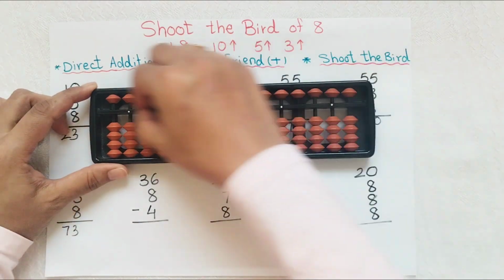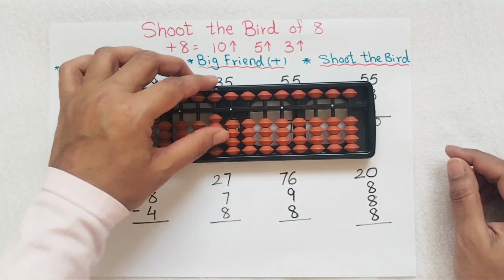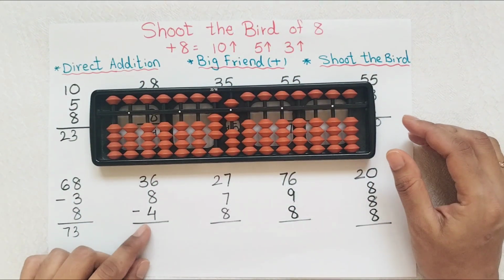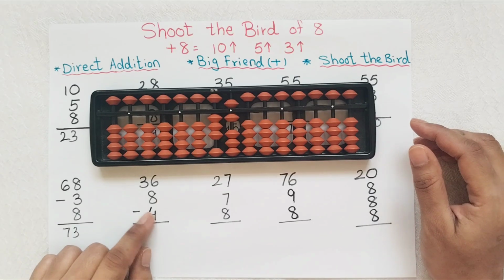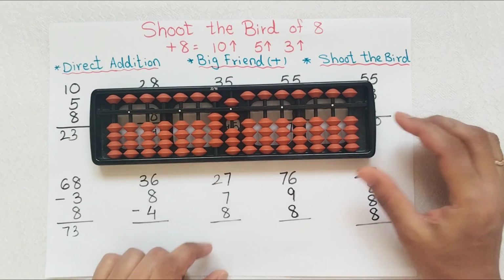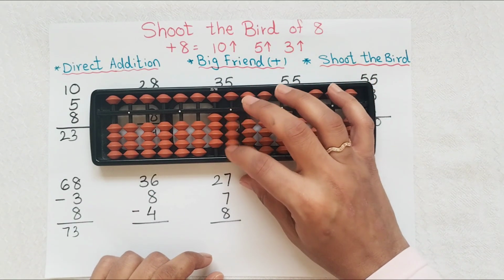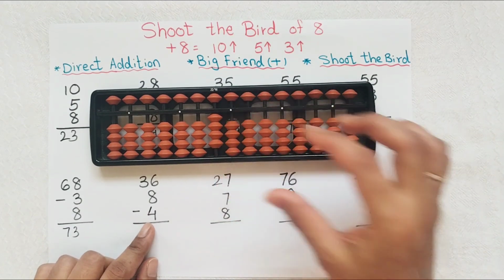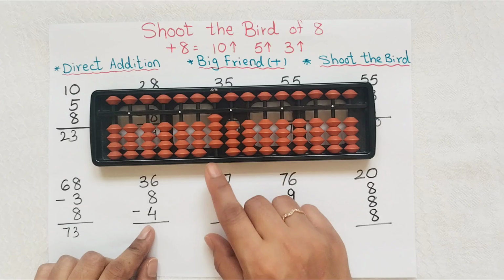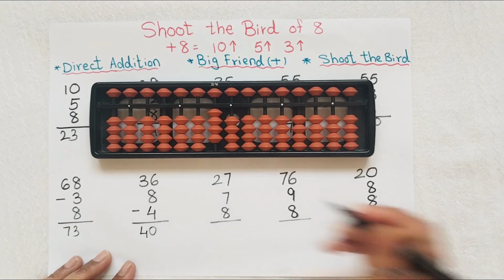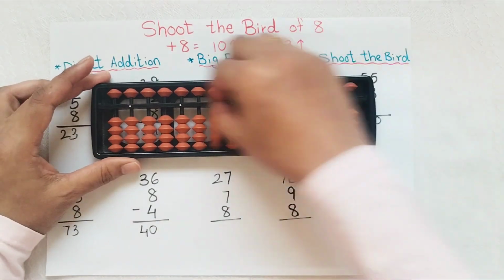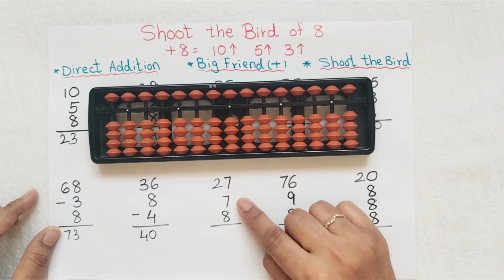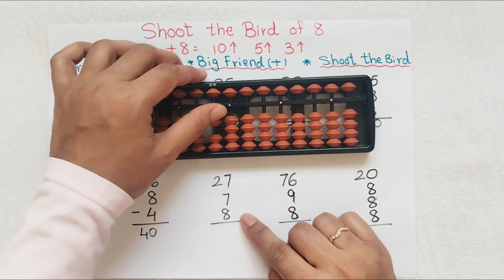Next one. 36 plus 8 less 4. 36 plus 8. Over here plus 8 is 10 up, 5 up, 3 up. Okay. And less 4. That is direct subtraction. So my answer is 40. Next. 27 plus 7 plus 8.